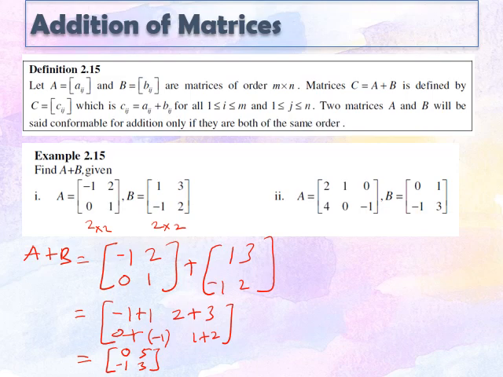How about number 2? This is 2 by 3, number of rows times columns. This is 2 by 2. So it's not the same, so it cannot be obtained because it's not conformable for addition. The order is not the same. If it's 2 by 3, the other must also be 2 by 3. So to add is very simple. You just add the elements of the same location.